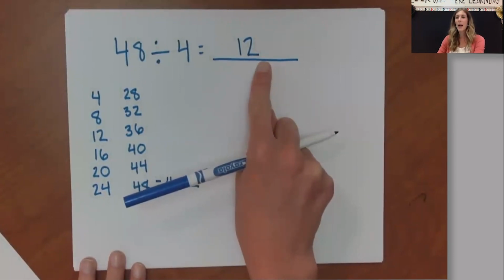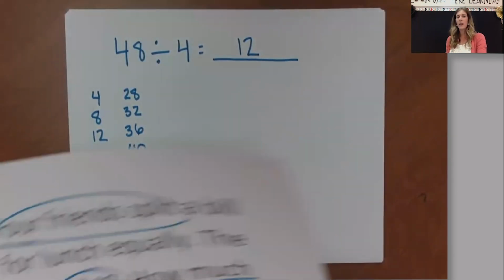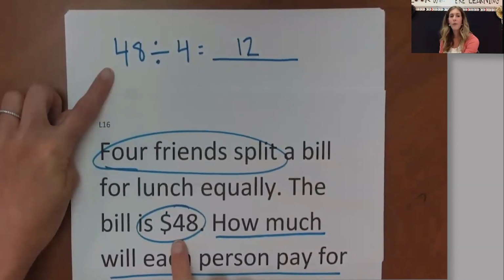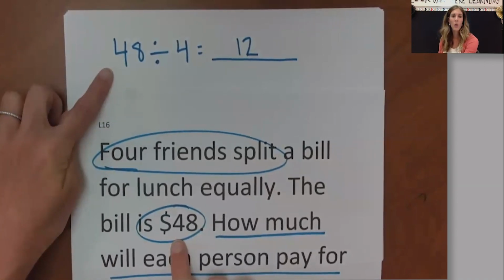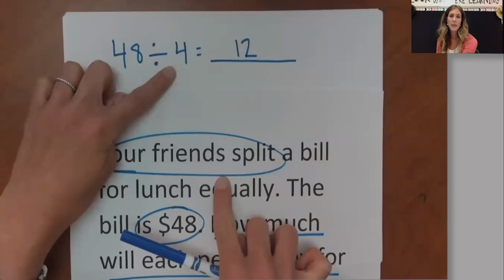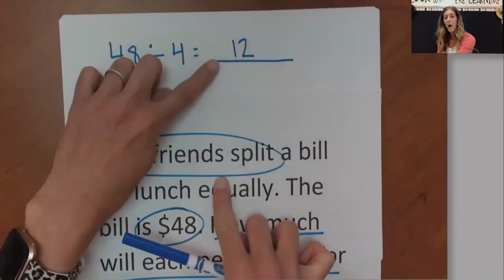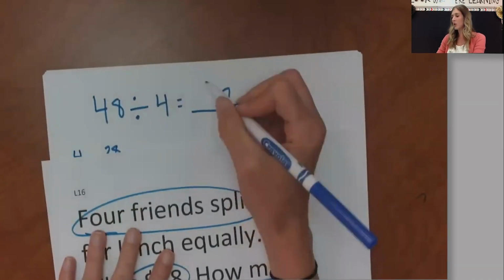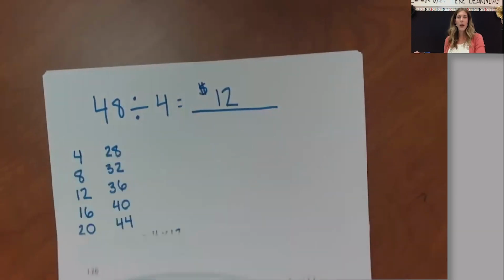So let's think back to the question about what each of these numbers mean. We know that the 48 is the $48 or the total cost. We know that our divisor 4 represents the 4 friends that they're going to split the $48 between. So our 12 is how much each person is going to pay for lunch. Each person is going to pay $12.